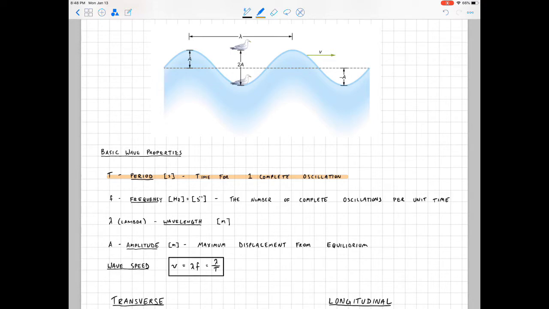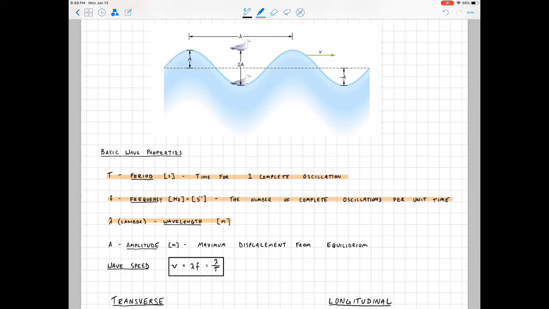Frequency is related to the period. Frequency is 1 over the period. And the frequency is the number of oscillations per unit time, or number of oscillations per second. The unit for frequency is inverse seconds, or hertz. The next thing up, a basic characteristic of a wave, is the wavelength.